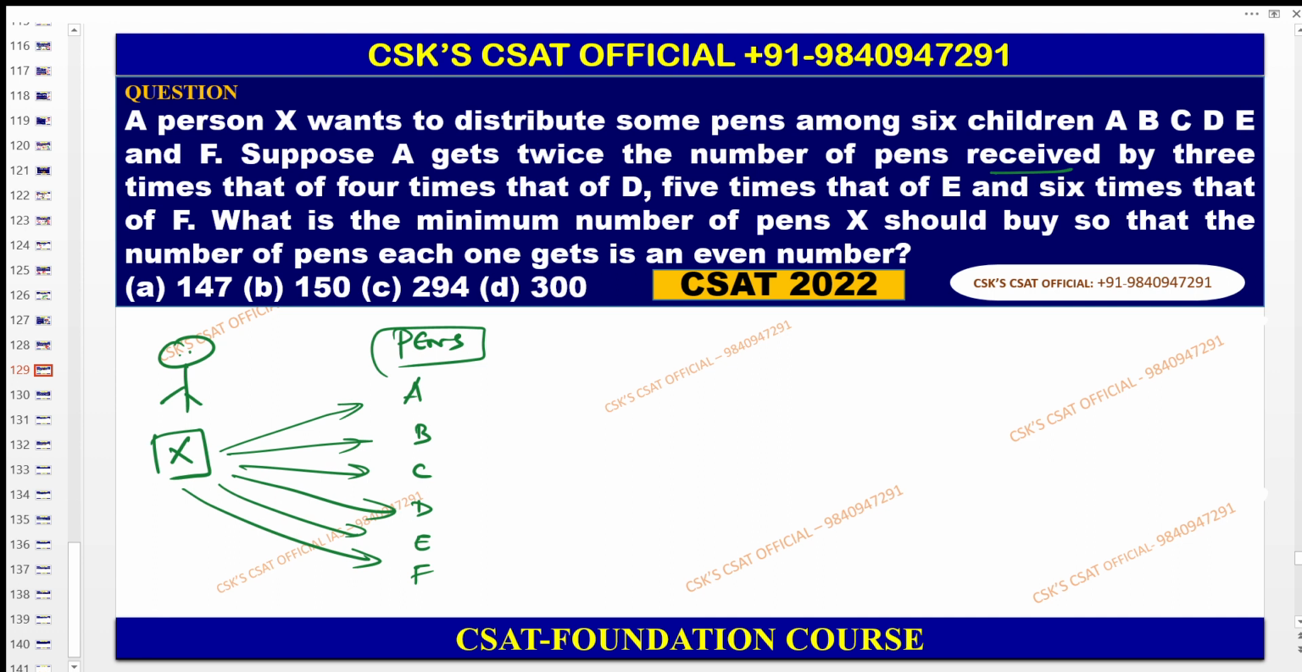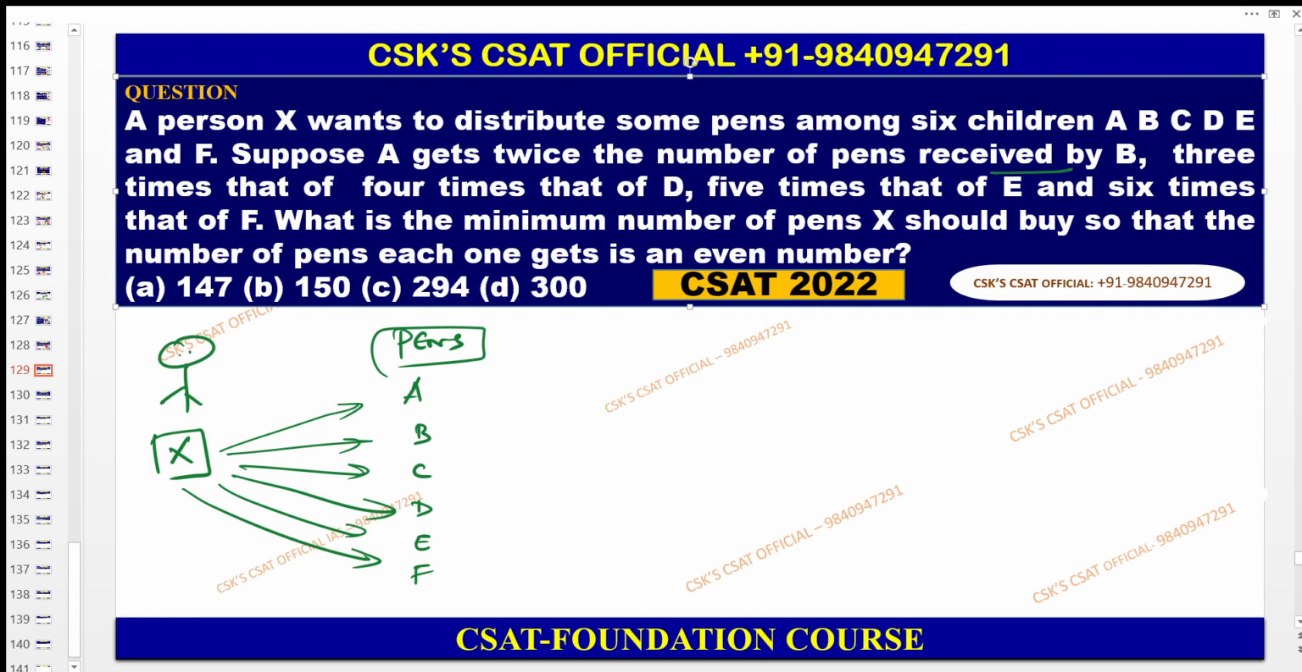A person X wants to distribute pens among the 6 children. Suppose A gets twice the number of pens received by B. Then 3 times that of C. Yes, correct, 3 times that of C.